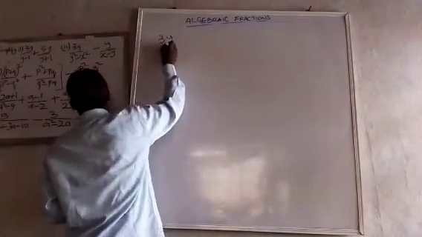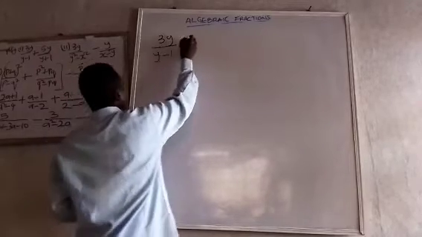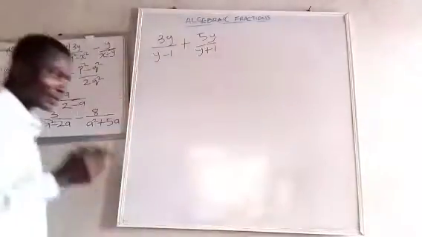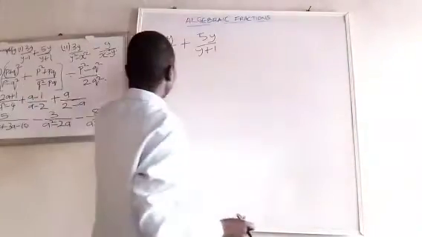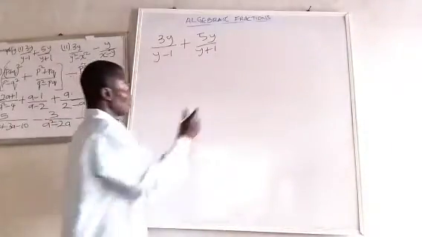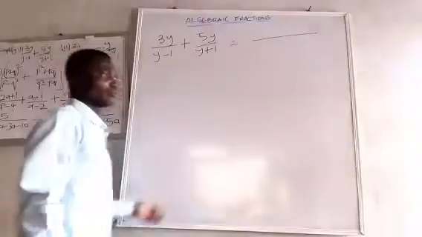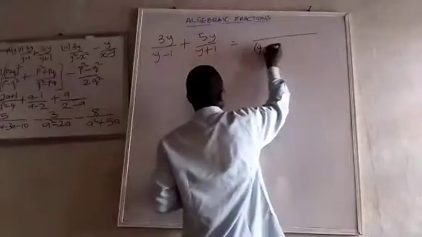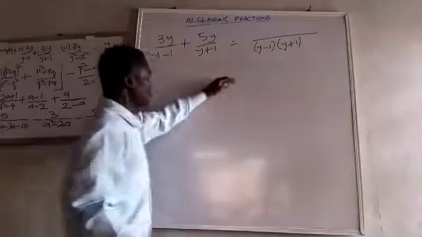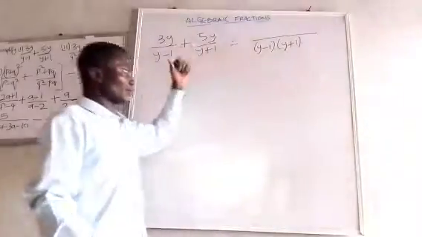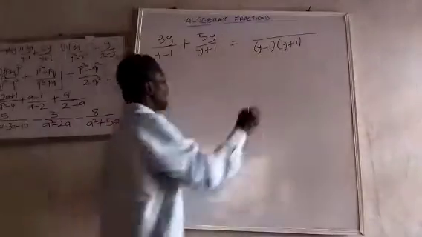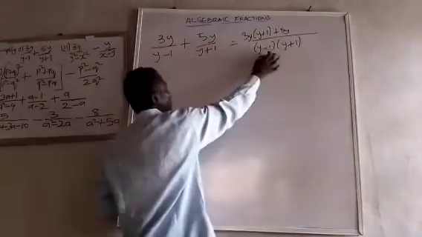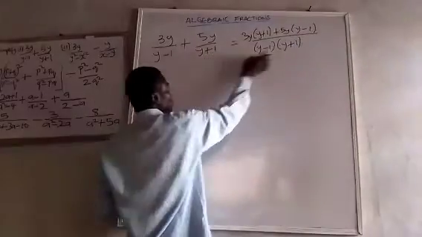The simple one: 3y over y minus 1 plus 5y over y plus 1. Just like I pointed out, you cannot deal with just one of these and leave the one behind. Everything must be taken as a whole. So, the first thing is, you look for the possible LCM. In this case, the easiest way is to multiply these, so we have y minus 1 into y plus 1. This is the LCM. We use this one to divide and bring out the remaining, so we have 3y into y plus 1 plus 5y into y minus 1.